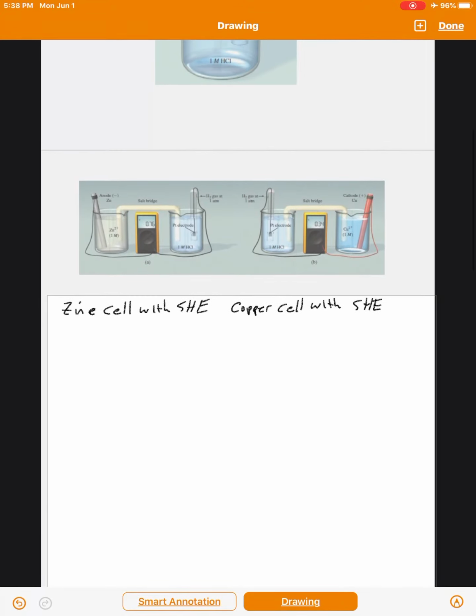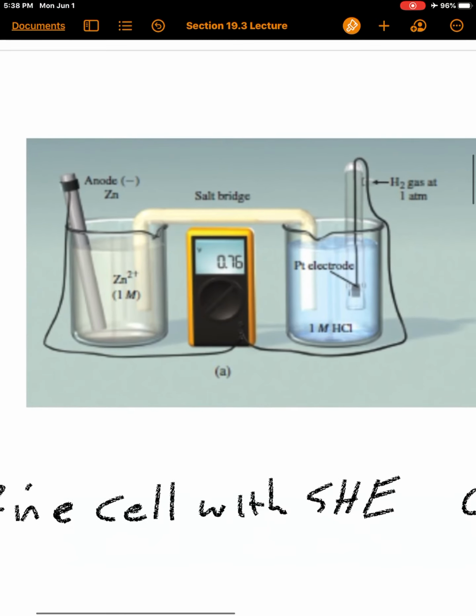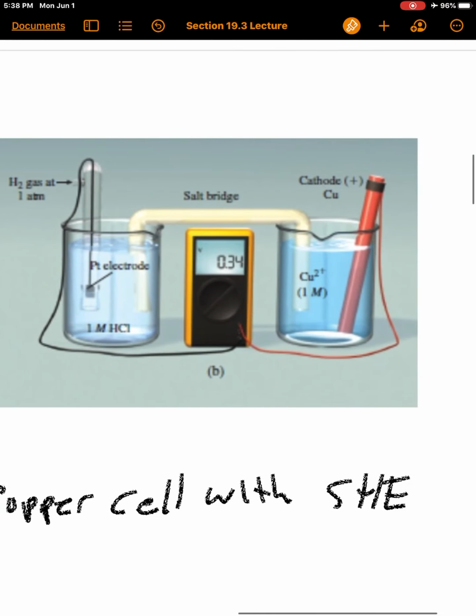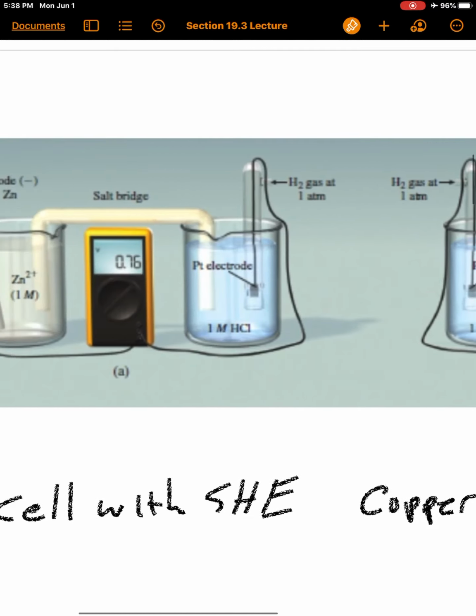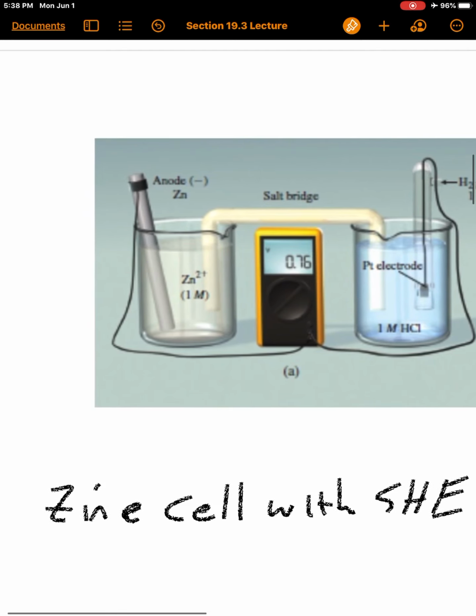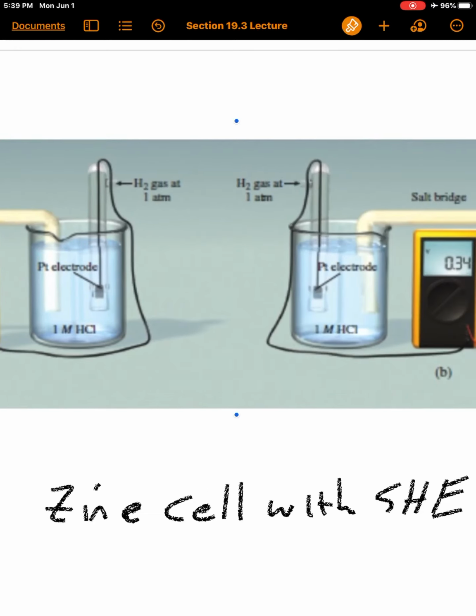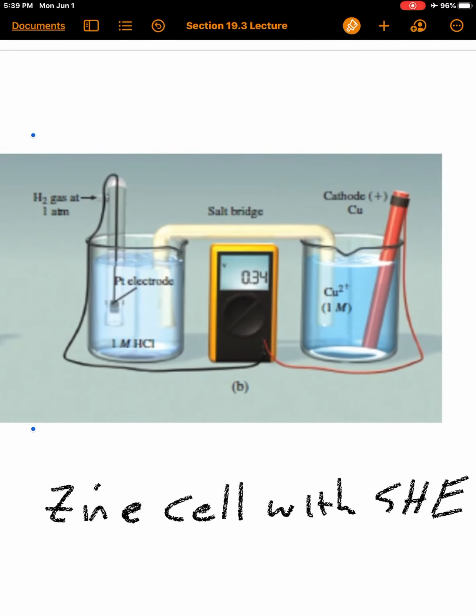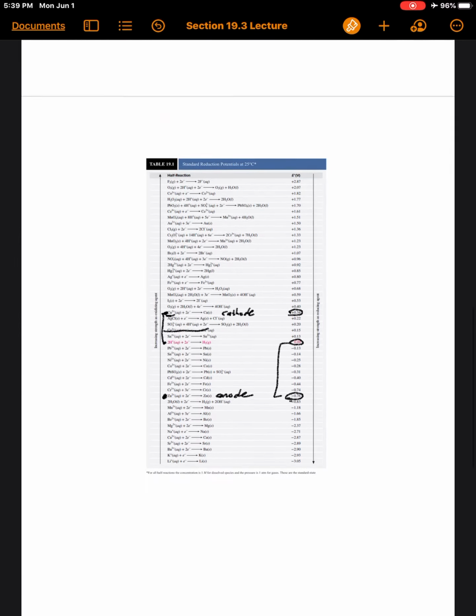So let me close that. In this diagram here, we've got zinc and hydrogen. Okay, that's zinc and hydrogen. Over here, we've got hydrogen and copper. Okay, that's copper. But if we combined copper with zinc, now we would get 1.1 volts. And look at this. Remember, hydrogen 0, 0.76, 0.34. You add those two together, you get 1.1, right? So that's the key to that stuff. So that's how you do it.